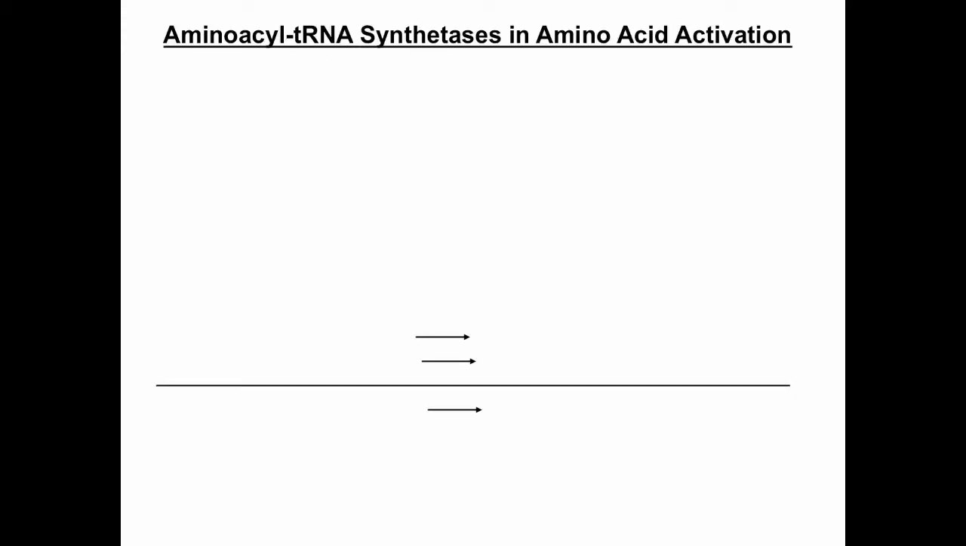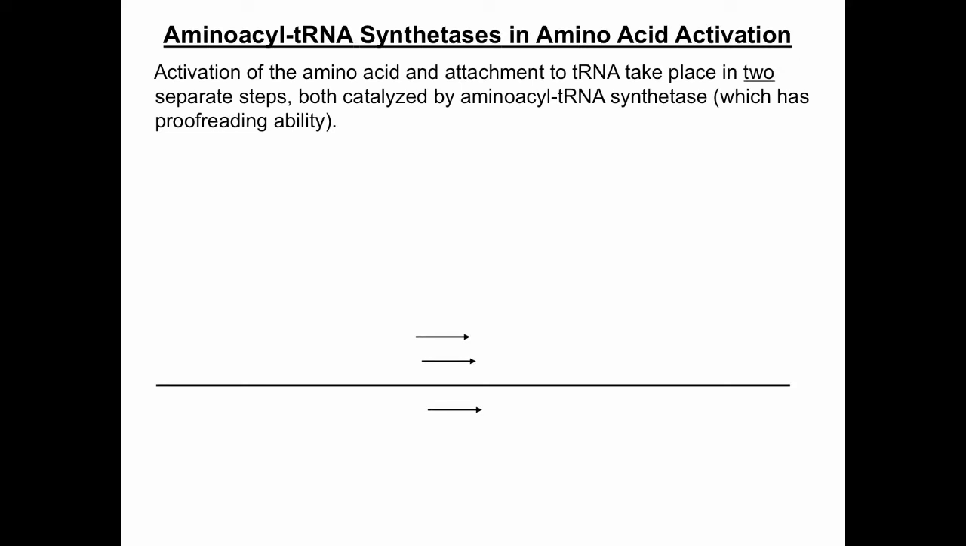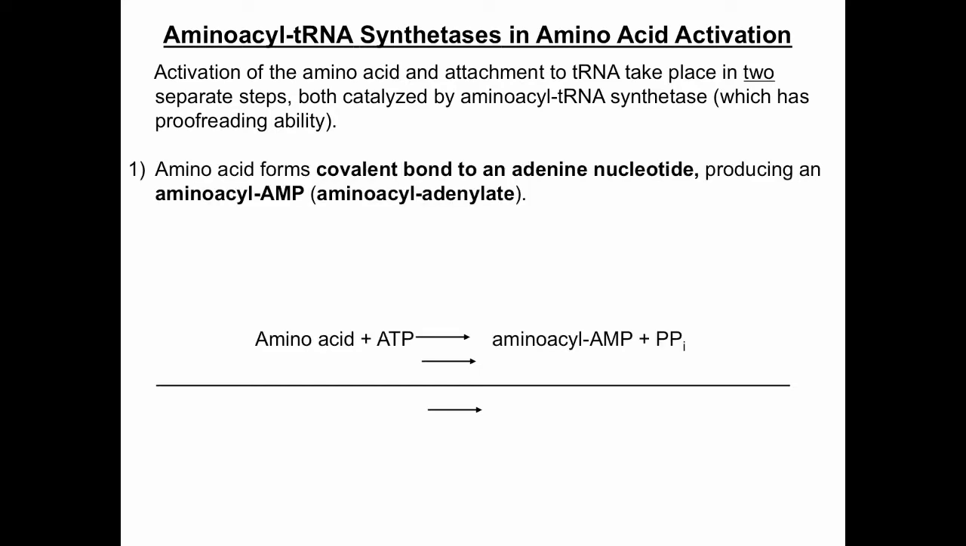So this is the actual reaction that's catalyzed. It's essentially a 2-step reaction, catalyzed again by the aminoacyl tRNA synthetase. In this reaction, the amino acid reacts with ATP, and it's going to form a covalent bond with the AMP. They'll form an aminoacyl adenylate, or aminoacyl AMP, and then displace pyrophosphate.